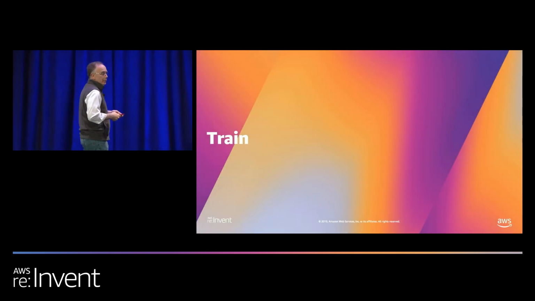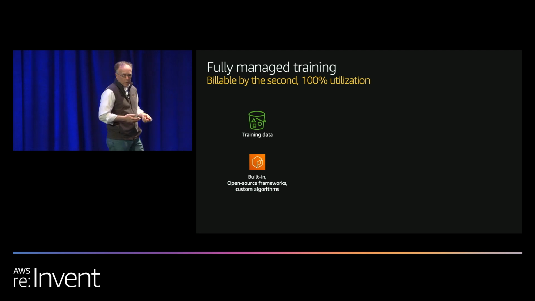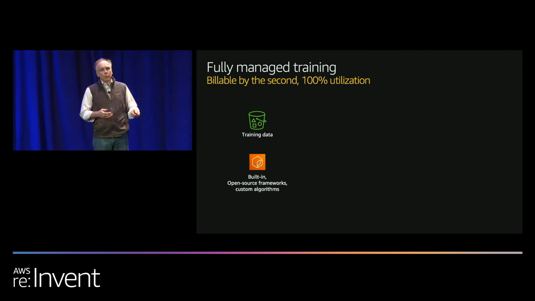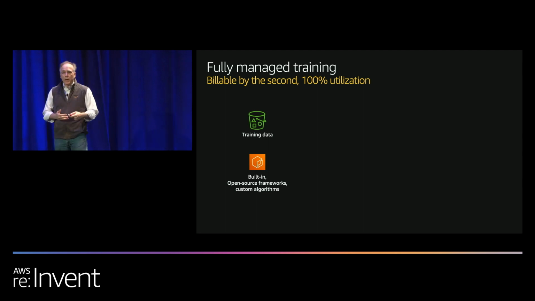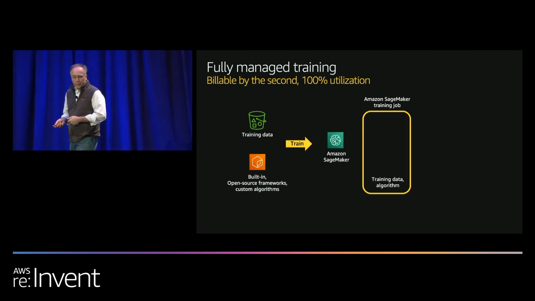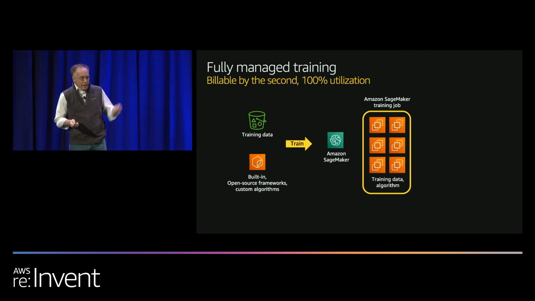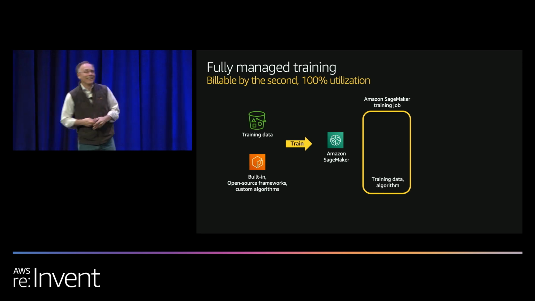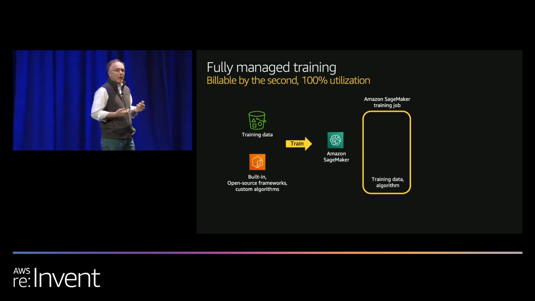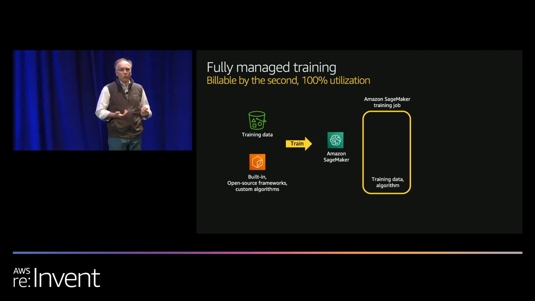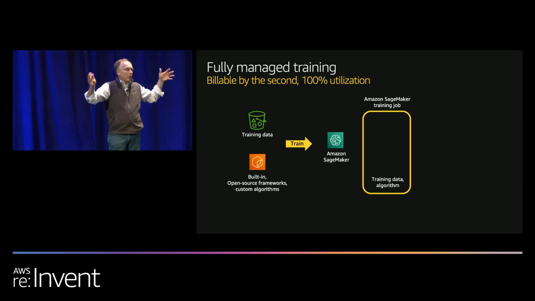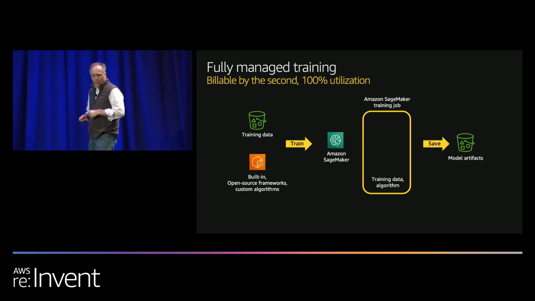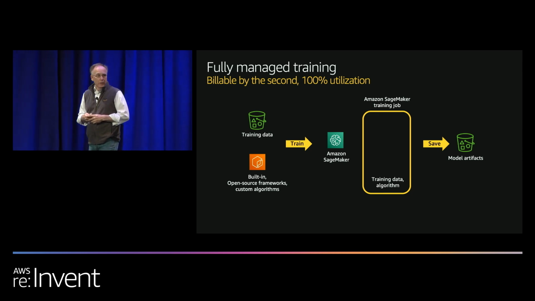Speaking of training, let's dive deep in there. So here's how the training works. You put in your training data, you bring your algorithm, or you pick something that's built in. Maybe bring a TensorFlow script or PyTorch script into one of our containers. SageMaker starts up a job, and it spins up the instances and throws them away. If you weren't watching, you might not have seen that. So you're only paying by the second here, so the utilization really is 100%. So you're not worrying about, am I keeping my cluster busy? You're only paying for what you use there. And the artifacts get saved off to S3.